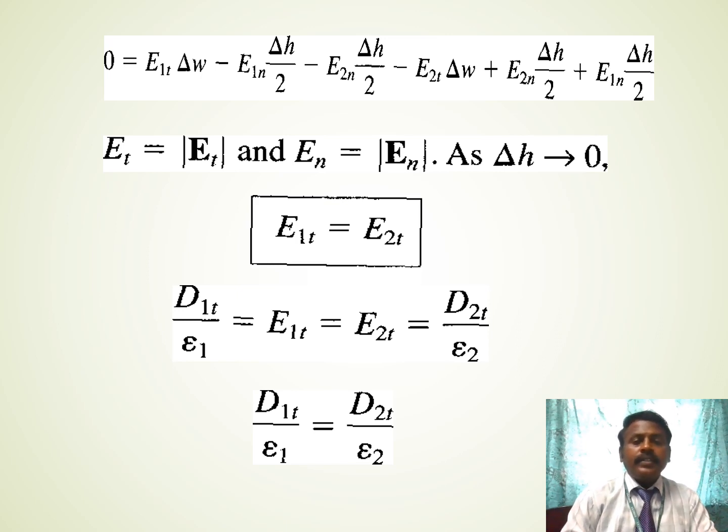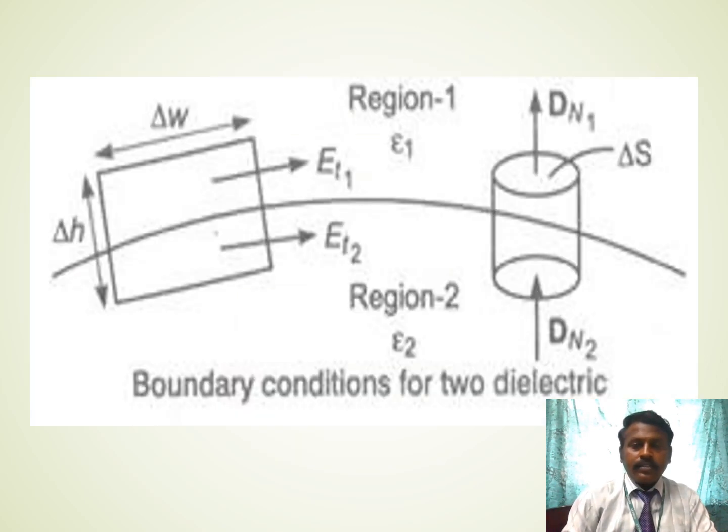Similarly for flux density D, D equals epsilon into E, which we all know. So D1t divided by epsilon 1 is equal to E1t, and similarly E2t is equal to D2t divided by epsilon 2. Finally, we can rewrite in terms of flux density: D1t, where t represents tangential, divided by epsilon 1 is equal to the tangential D for medium 2 divided by epsilon 2.